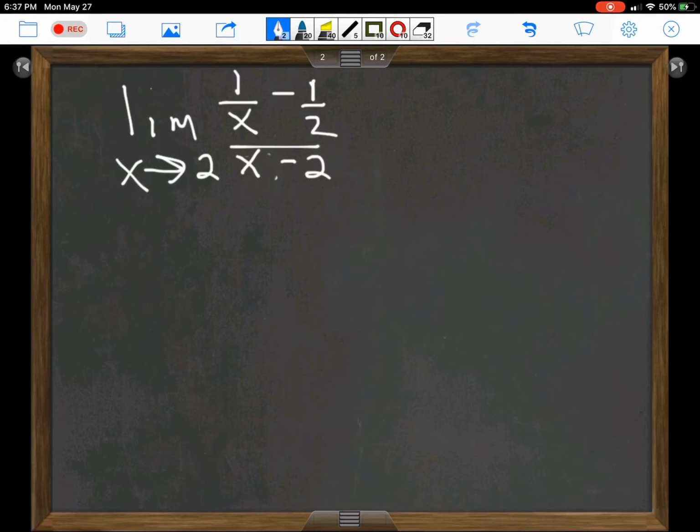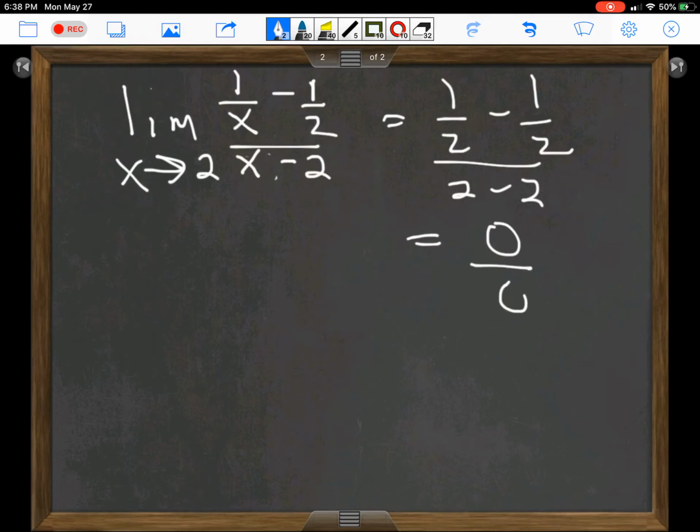Now, when we do a limit problem, we do direct substitution. So let's see what happens. If we directly substitute, I have 1 over 2 minus 1 over 2, over 2 minus 2, and we end up with something called 0 over 0. What is that? It has a name for it. It's called indeterminate. So we still have some more work to do on this problem. We checked for it, we did direct substitution, we can't come up with an answer.